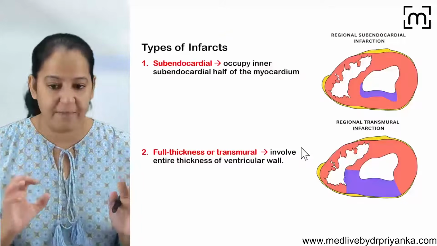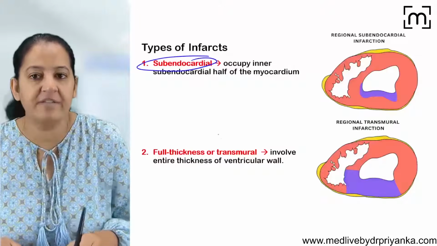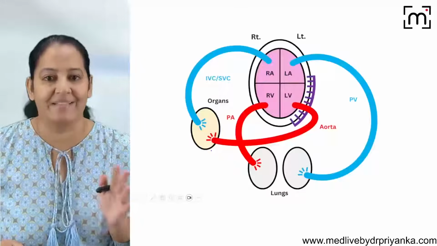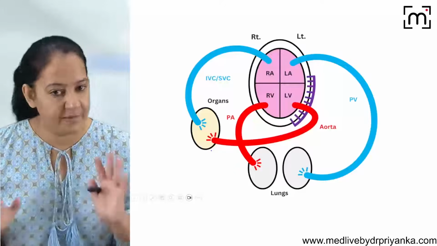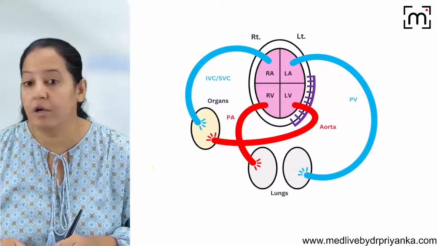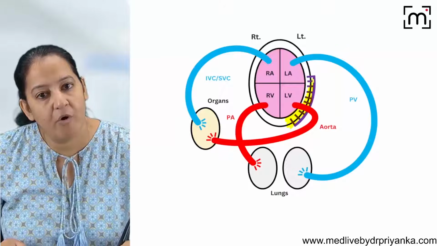There are two types of infarcts in MI: subendocardial infarct and full thickness or transmural infarct. To understand this, first you have to understand the left ventricle. Can you see this diagram? Please focus on the left ventricular wall, not on the lumen. I'm asking you to focus on the wall of the left ventricle.